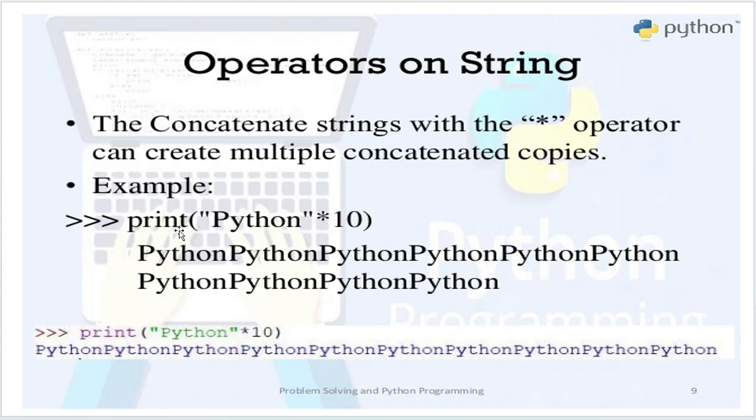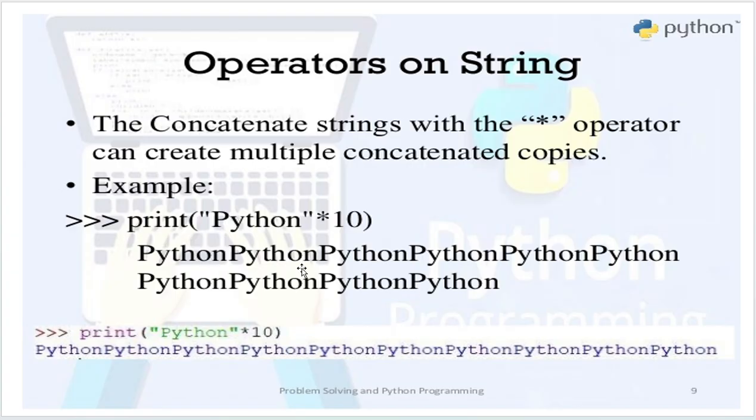This is an example like print of "Python" star 10, which means that Python is a string. We can recognize it using the quotation symbol given here, double quotes. So the string Python will be repeated or concatenated for multiple copies, 10 times, which means that here star is a string repetition operator. So this Python string will be repeated 10 times. This is the output of how Python has been printed. If you check here, Python has been printed 10 times.